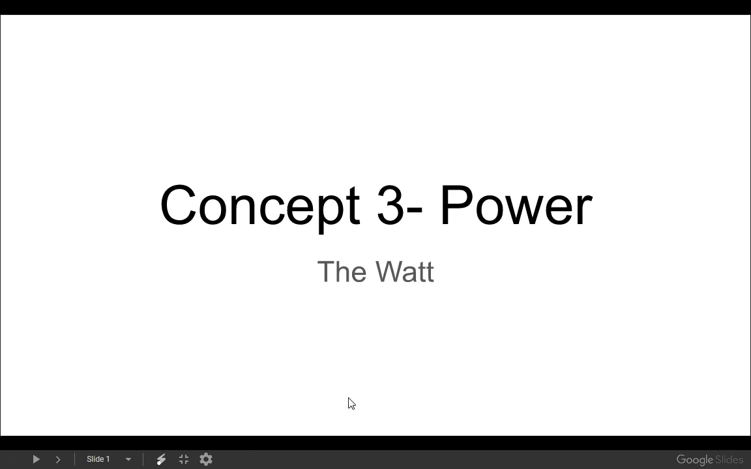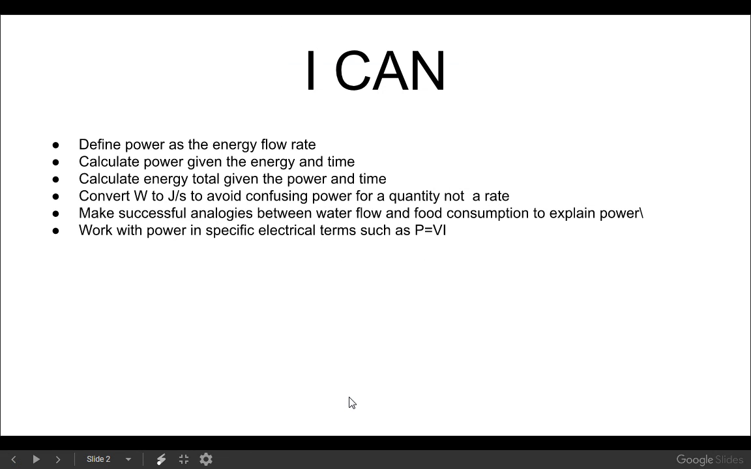Power! The watt. You can define power as the energy flow rate. Calculate power given the energy and time. Calculate total energy given the power and time. Convert watts to joules a second to avoid confusing power for a quantity instead of a rate, which your parents do all the time. Make successful analogies between water flow and food consumption to explain power.